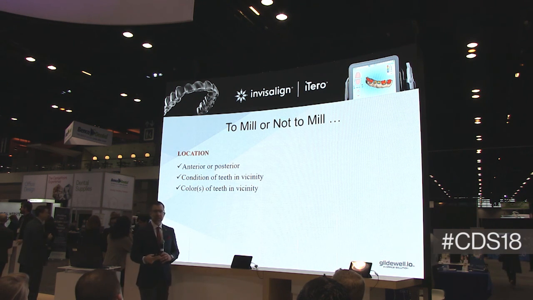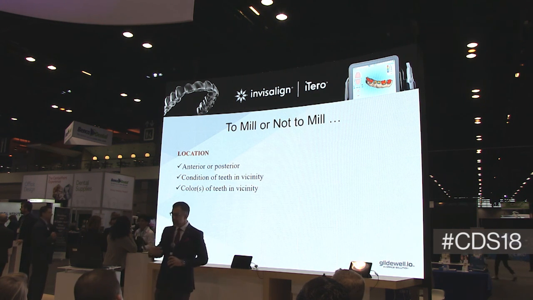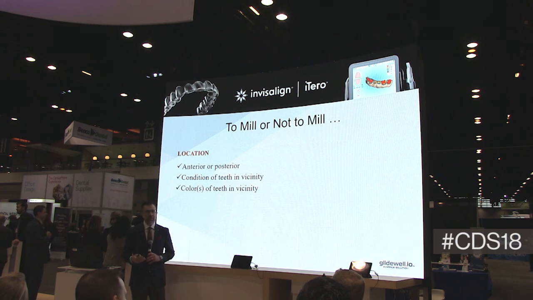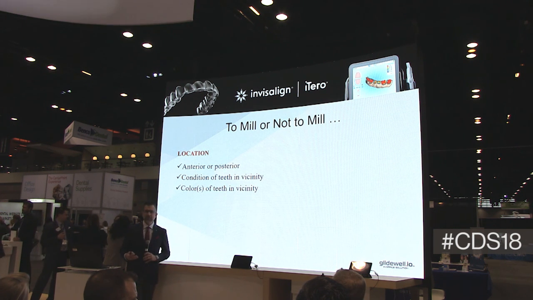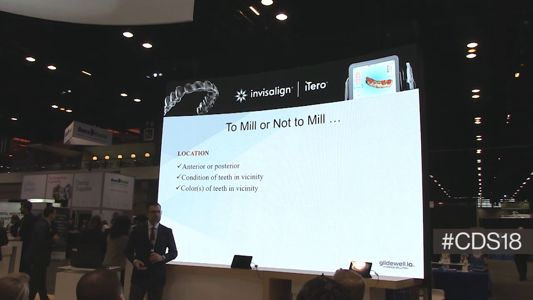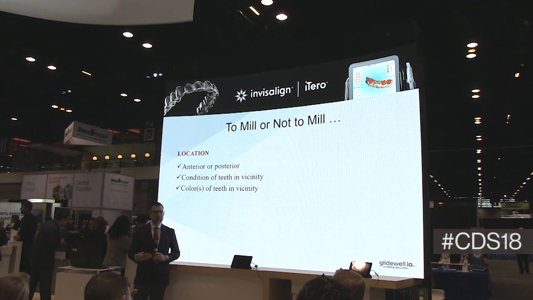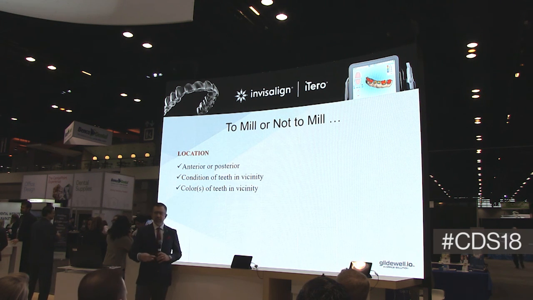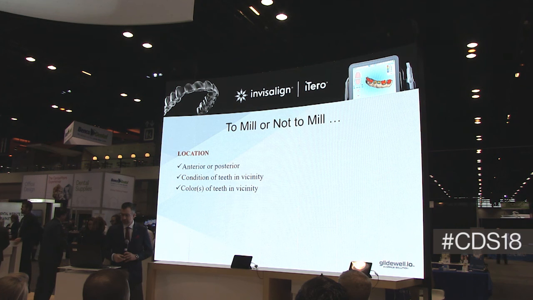But the second factor that I go through is location. And what you want to look at with location is really anterior or posterior. If it's in the anterior, you're probably not going to mill it in your office unless you're a lab tech like Dr. Chi with Glidewell, and you have those skills that you can shade, stain, glaze those teeth appropriately.